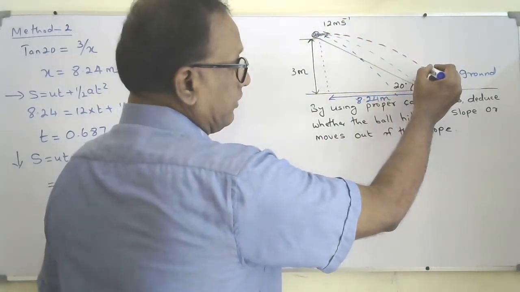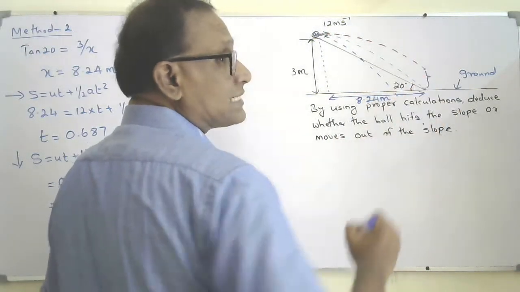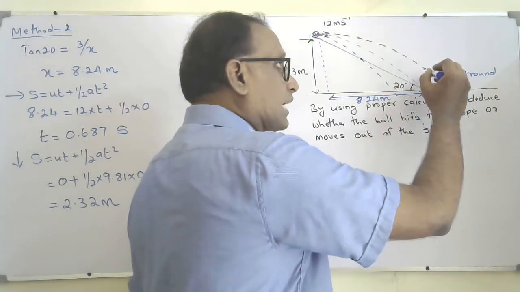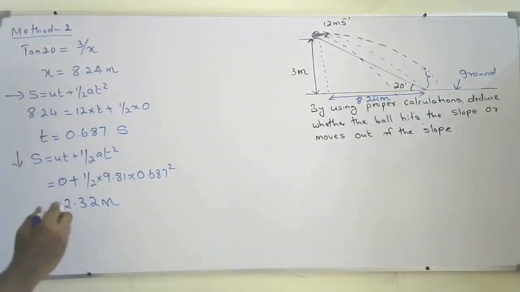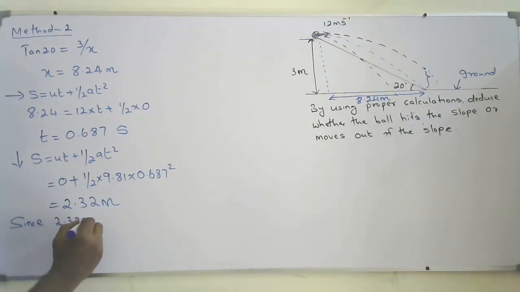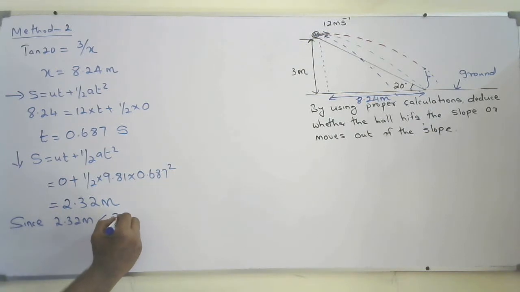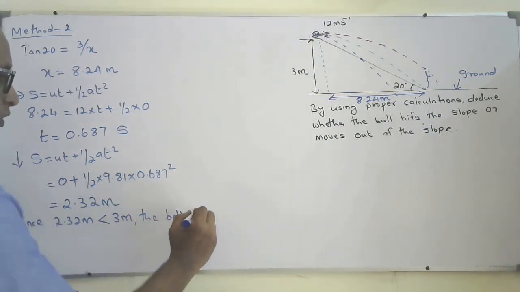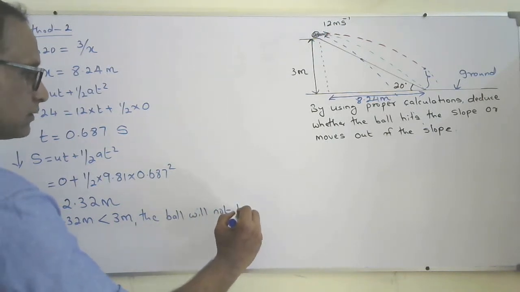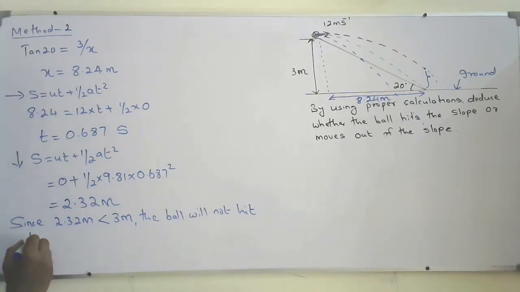That means the ball is somewhere here. This much of gap is still there. So it will move further and hit the horizontal floor, not the slope. So I can say since 2.32 meter, that's the vertical displacement, is less than 3 meters, the ball will not hit the slope.